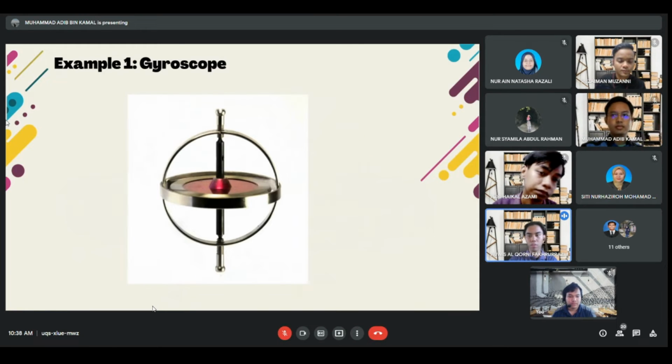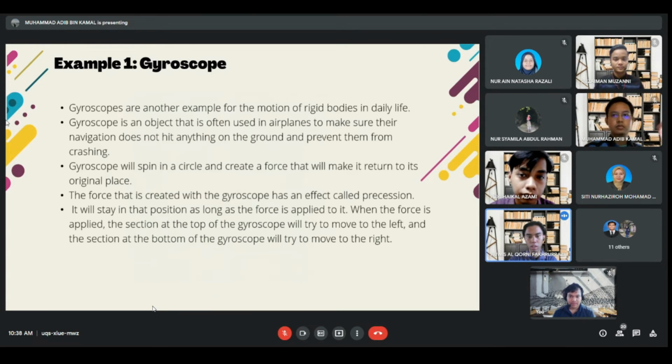Okay, the first example of the Euler equation of rigid body motion is a gyroscope. Okay, next slide, Zul. Gyroscopes are another example of the motion of a rigid body in our daily life. A gyroscope is an object that is often used in airplanes to make sure their navigation does not hit anything on the ground and to prevent them from crashing.